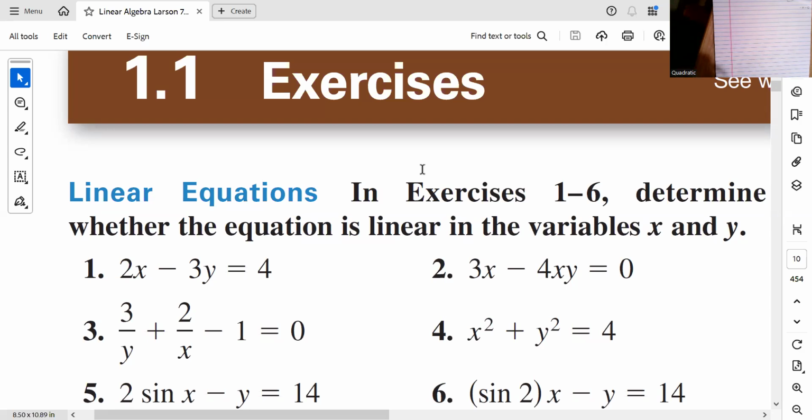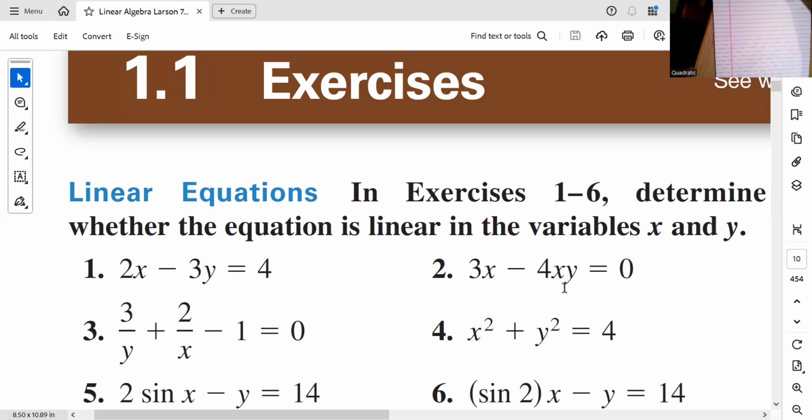So let's look at 2, 4, and 6. They ask us to determine whether this equation is linear in variables x and y. So I'm just going to do 2, 4, and 6. Number two is 3x minus 4xy equals 0.